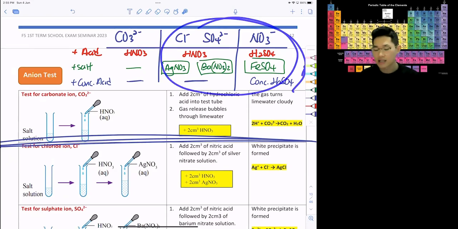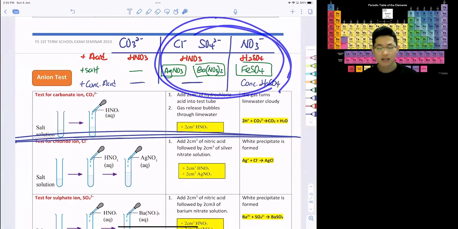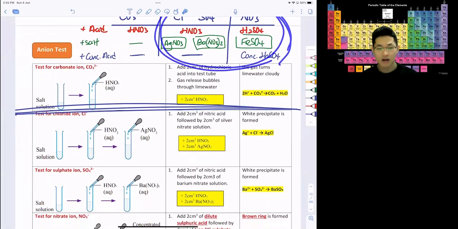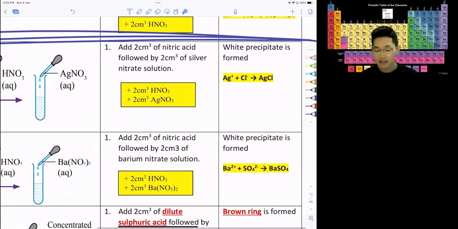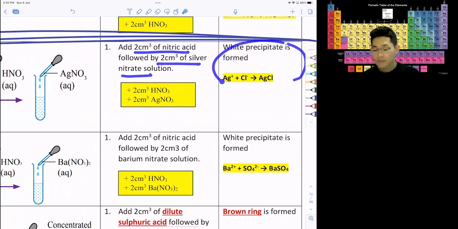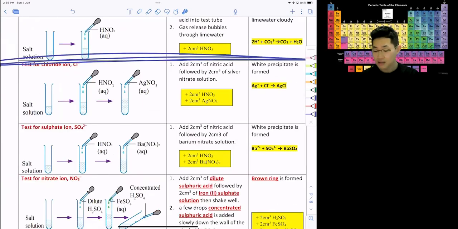Okay, the second and the third. Like that. So you have to memorize the answer. So to test the chloride ion, you add nitric acid followed by silver nitrate solution. The observation is white precipitate. White precipitate means the AgCl that is formed. The AgCl that is formed is insoluble and white color.